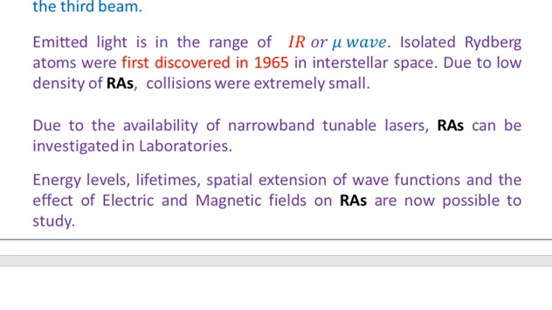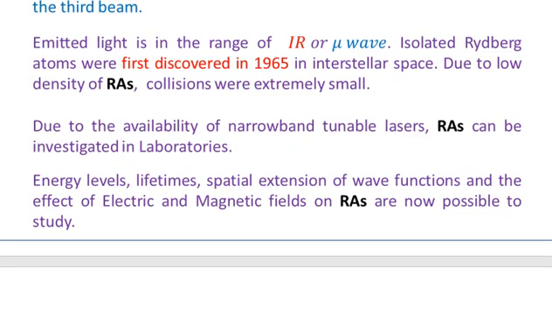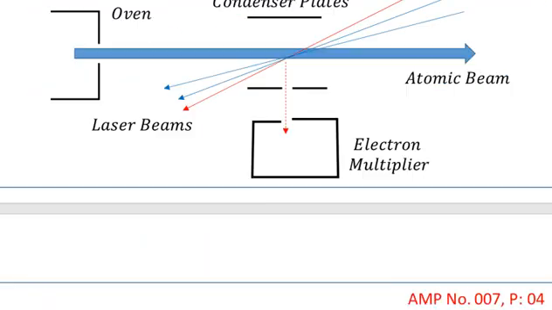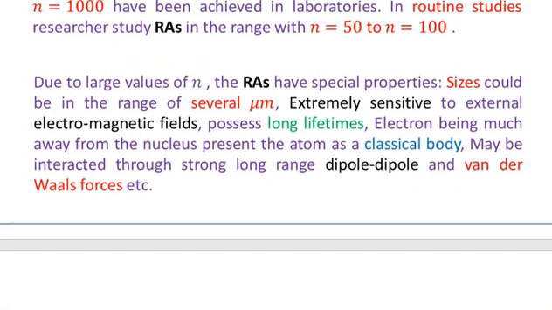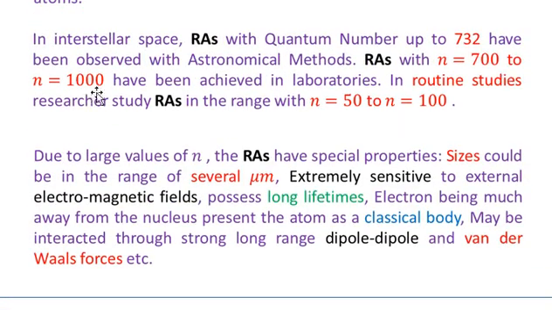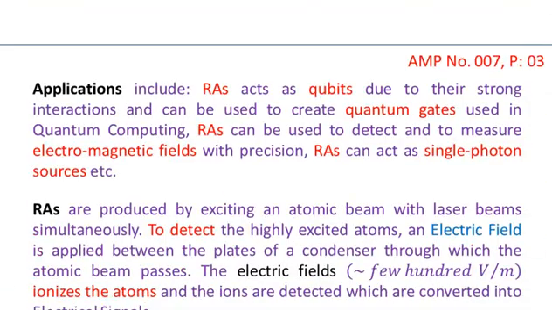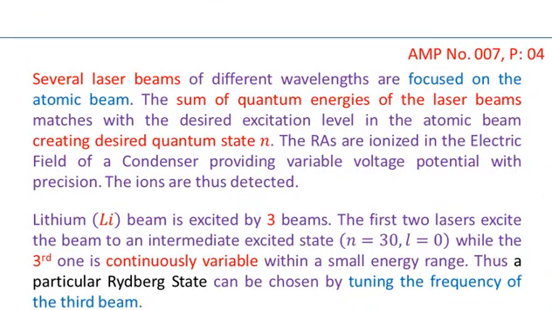And you see that the value of the quantum states, which I have given earlier, that is in the range from 700 to 1000 principal quantum states, can be achieved in the laboratory, and this is because of the narrow band precision laser beams.